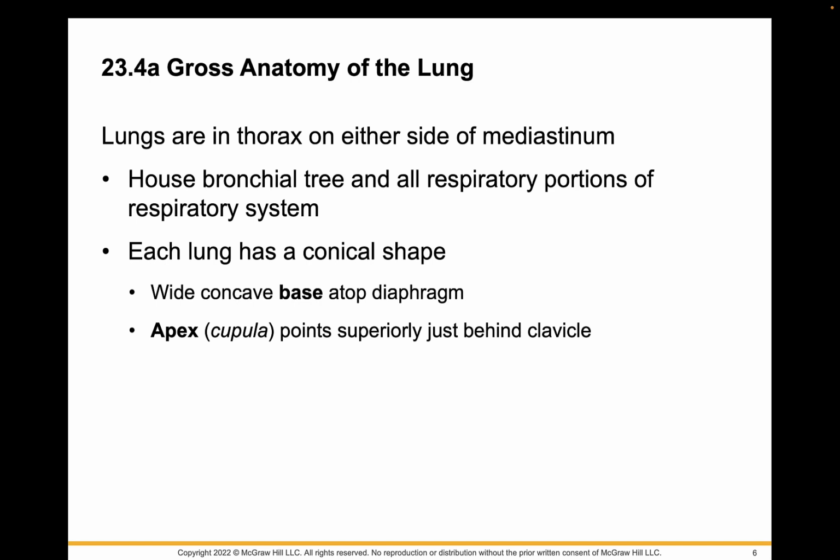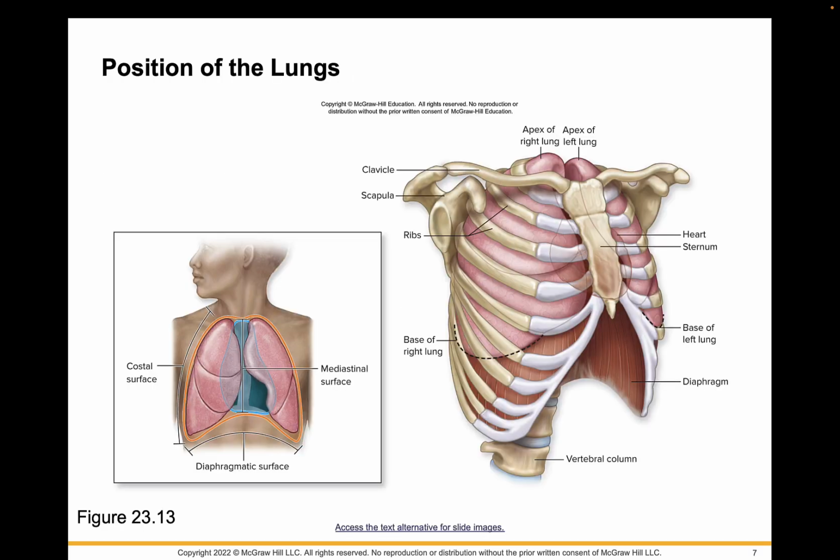Each lung has been described as a conical shape. There's a wide concave base atop the diaphragm, and then there's an apex which points superiorly, and that can be found just behind the clavicle. Now here we can see the positioning of the lungs.